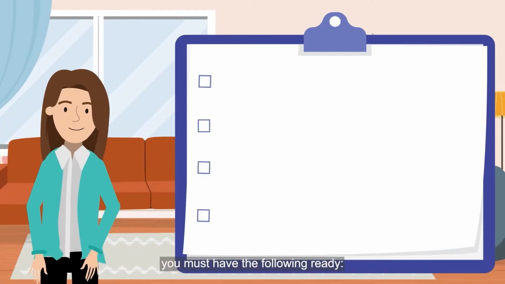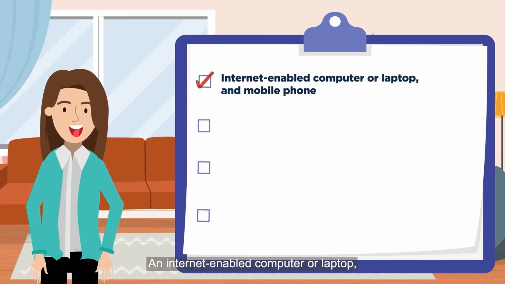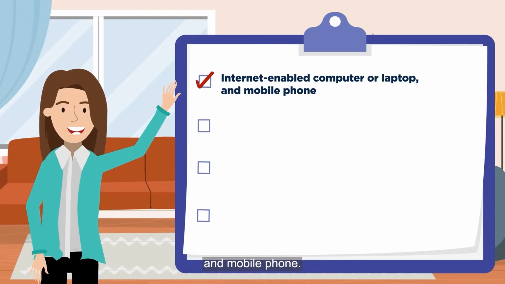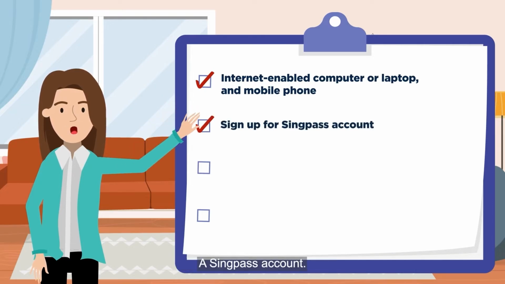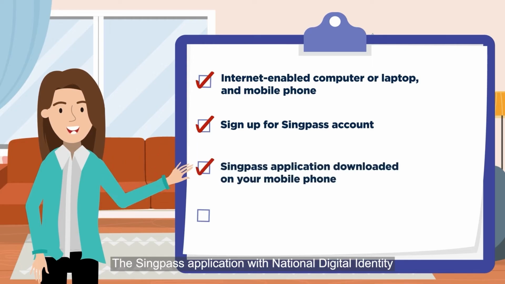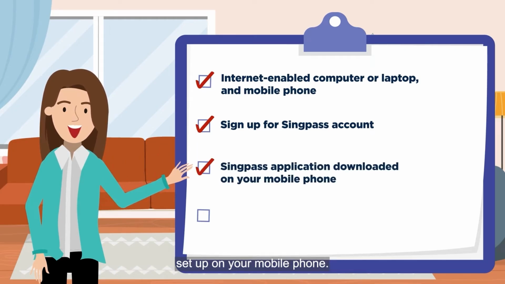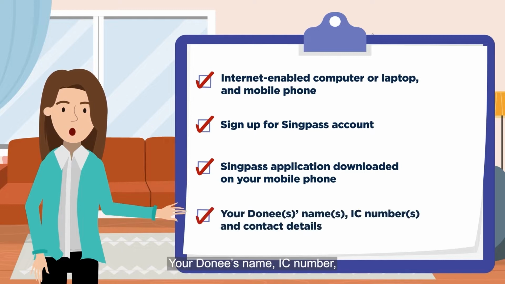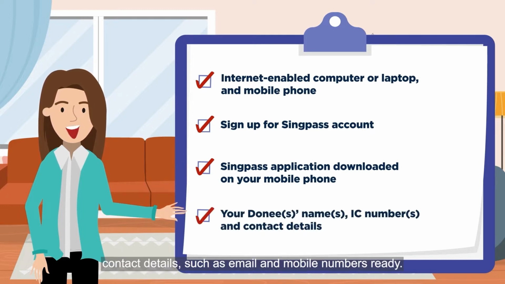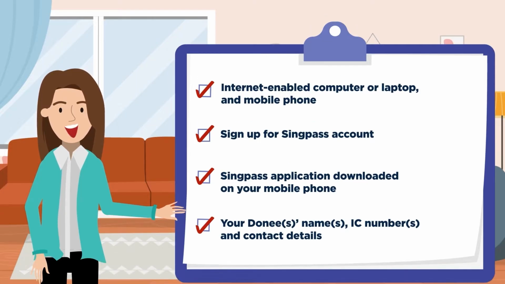Before you start, you must have the following ready: an internet-enabled computer or laptop and mobile phone, a SingPass account, the SingPass application with National Digital Identity set up on your mobile phone, your donee's name, IC number, contact details such as email and mobile numbers ready.